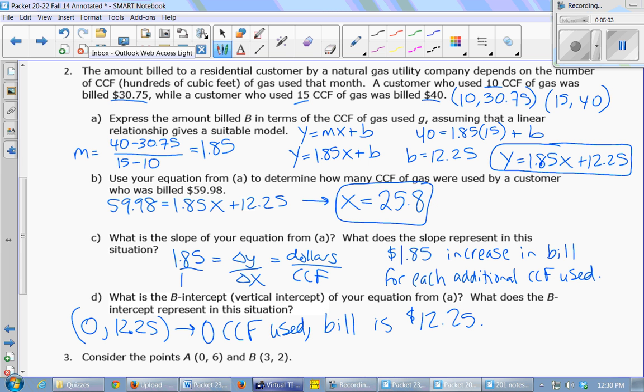Depending on how this works, this could represent a model breakdown where you use 0 gas and you're still billed $12.25. Or it could be that that's actually how you're billed, where you are billed a minimum of $12.25 plus $1.85 for each CCF of gas used. We can't tell from the way this problem was described.